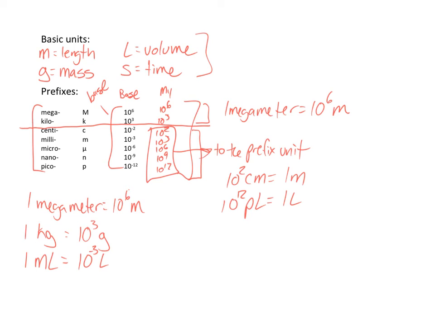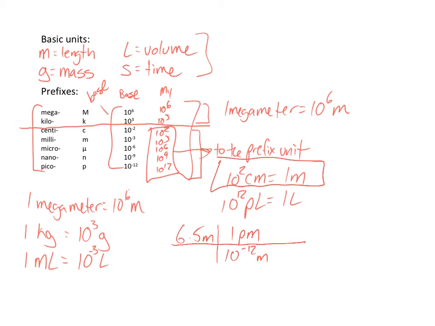So now you see that I'm writing these as one thing equals another. That means these are ratios, which means that we can use them in dimensional analysis. So if I have 6.5 meters and I want to go to picometers, I can use dimensional analysis. So for every 10 to the negative 12 meters, I have 1 picometer. Multiply across the top, divide by the bottom, and I have 6.5 times 10 to the 12 picometers.